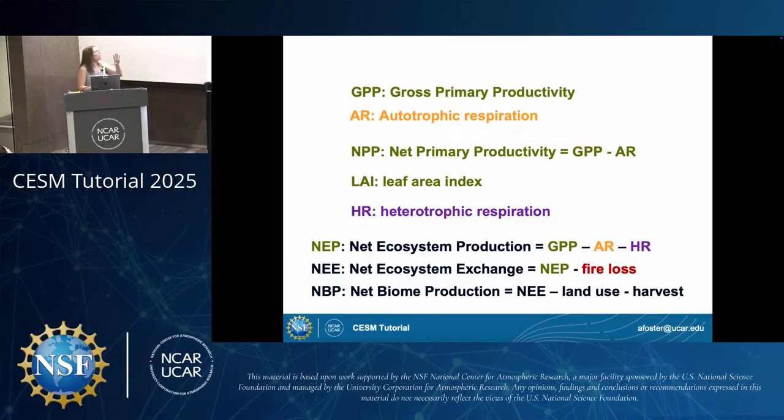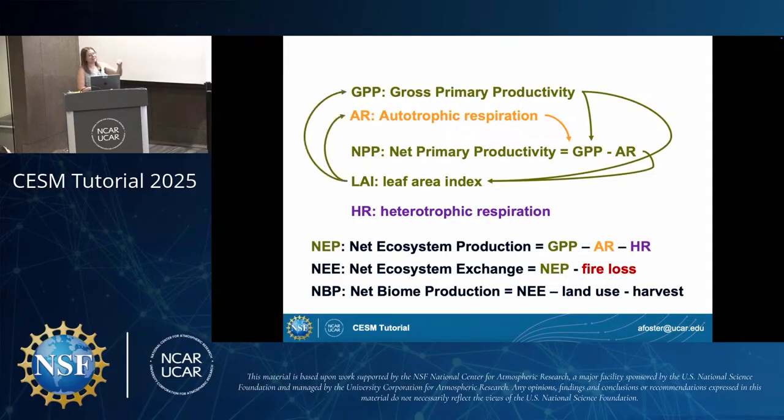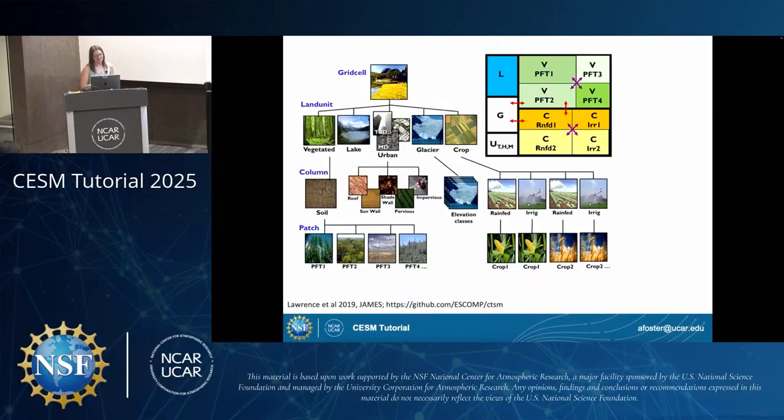Okay, but this is really tricky because, so we know GPP and AR go into net primary production. That affects our leaf area, how much leaves the trees can produce. But the leaves that trees produce also affect GPP and respiration. And then leaf area affects the heterotrophic respiration by litter fall, which also affects GPP through nitrogen availability. Okay, so we've got all these feedbacks that make land modeling really complicated, but also fun.